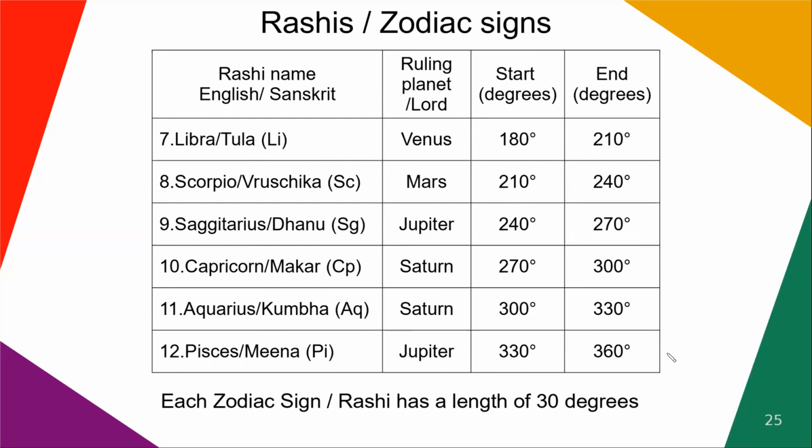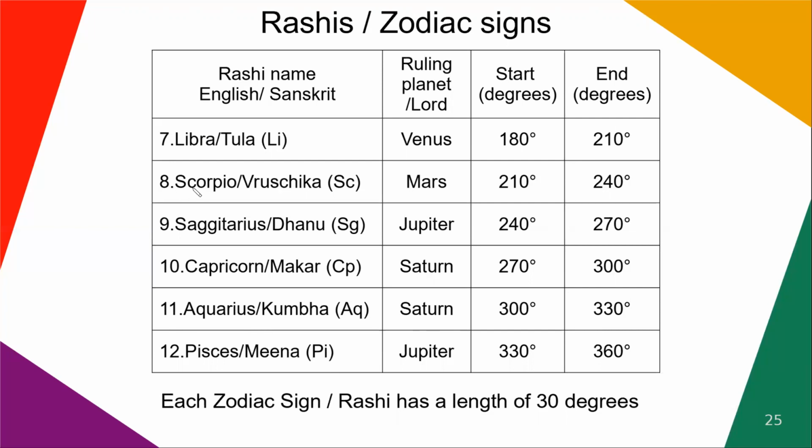So in today's session, we will get acquainted with the remaining 6 Rashis from Libra to Pisces. Let's begin. So number 7 Rashi is Libra in English or Tula in Sanskrit. Venus is the ruler of Libra. It starts at 180 degrees and ends at 210 degrees in the zodiac.